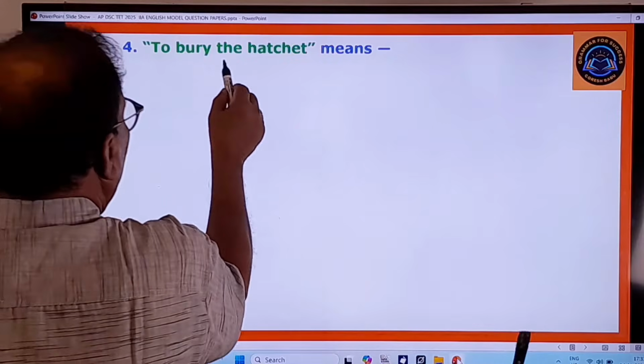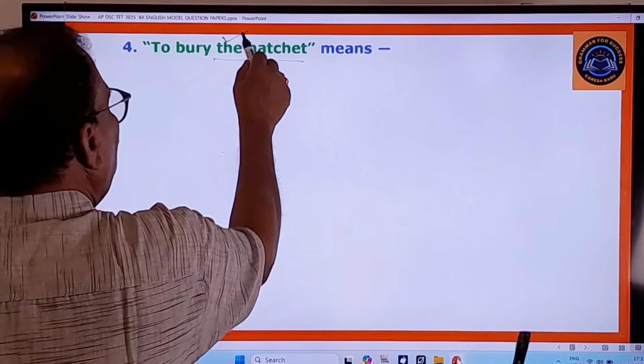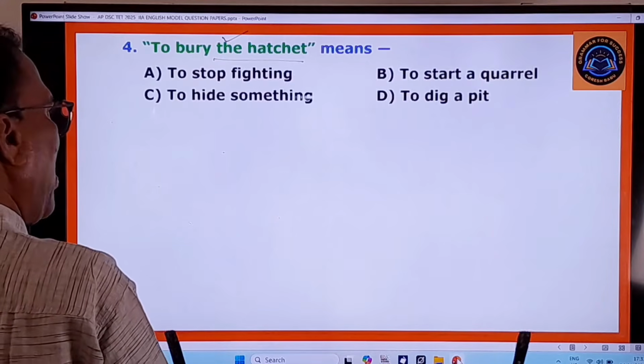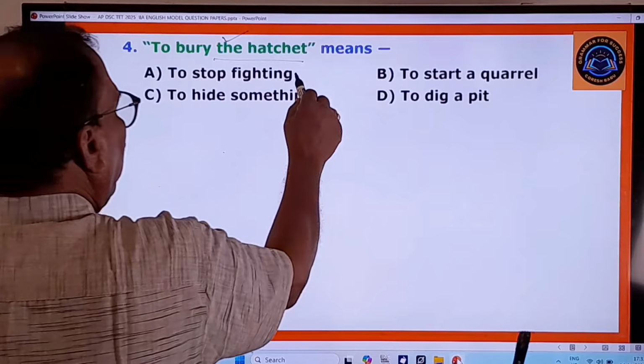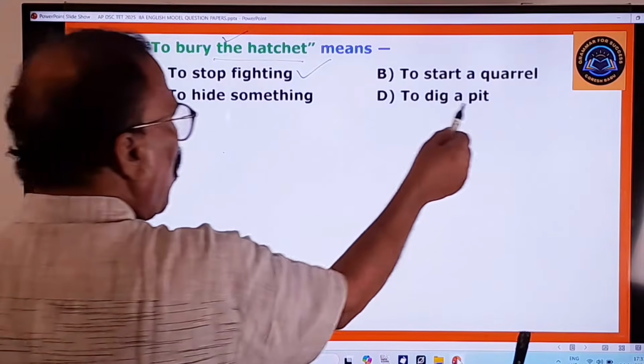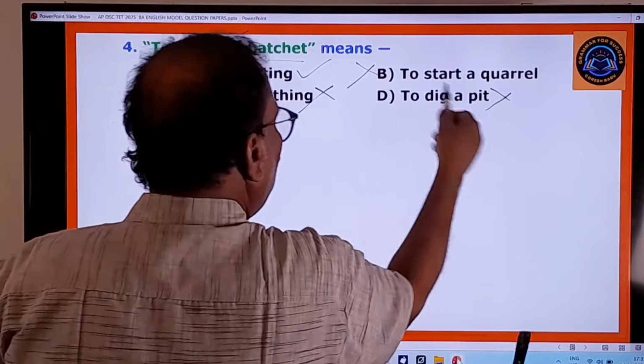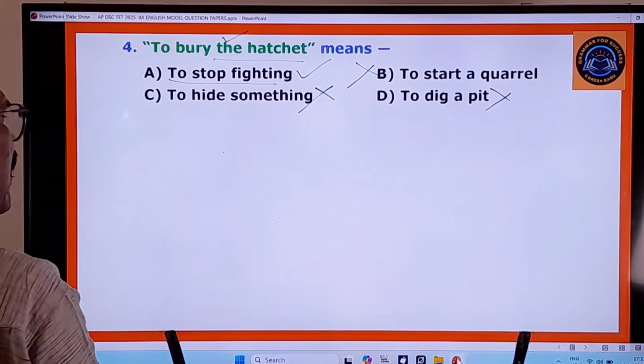Fourth question, to bury the hatchet. This is an idiom, and what is the meaning of this idiom? Let us look at the given options. To stop fighting, the very first one is the right one. To start a quarrel, no. To hide something, no. To dig a pit, no. So the first one is only the right option.